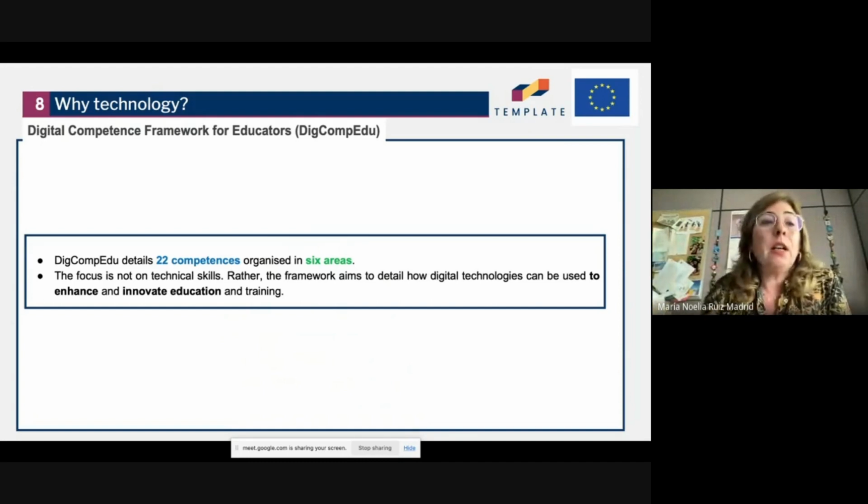So the Digital Competence Framework for Educators was created, the DigCompEdu. If you don't know this framework, I invite you to go to the website and have a look at it, because it's going to become, and it has become already, an important tool for education and technology.